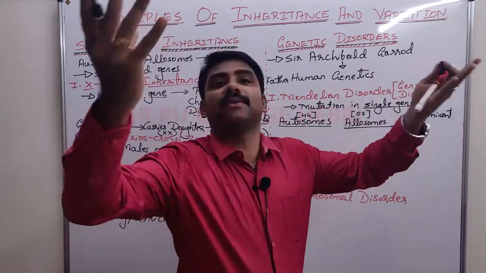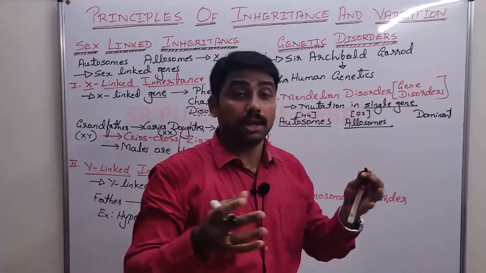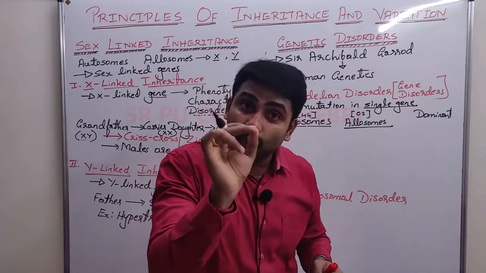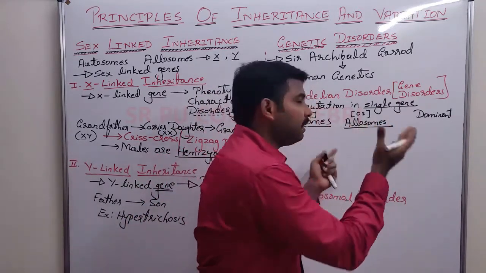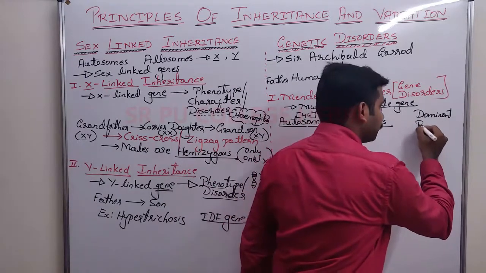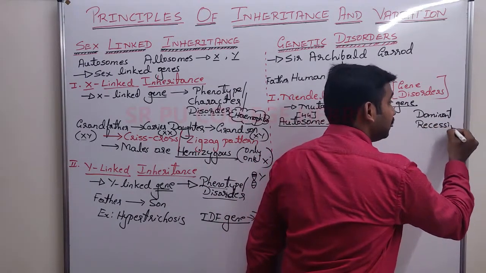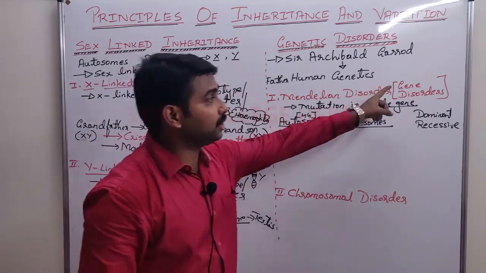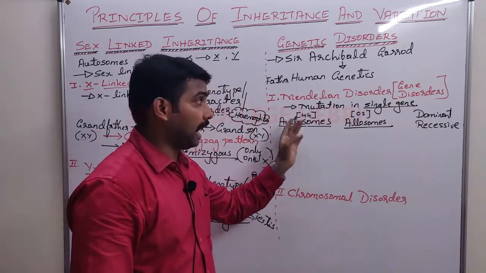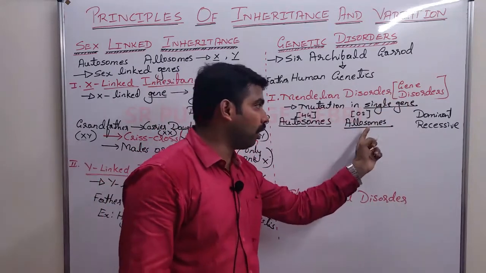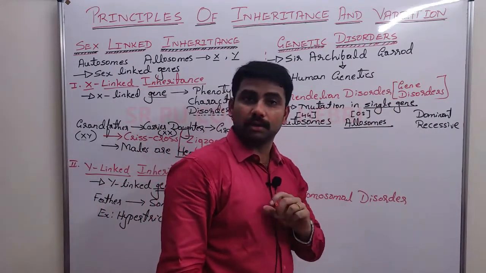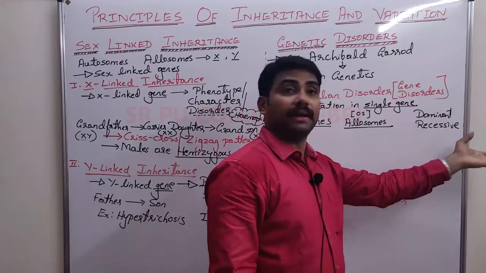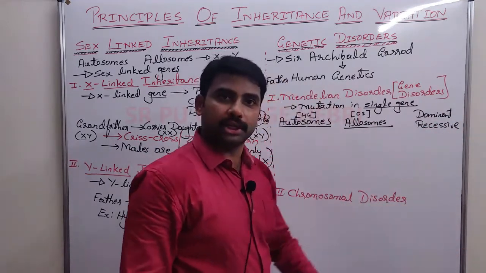Mutated gene itself act as a dominant gene. But in some disorders we have observed that the mutated gene, wherever it may be present, acts as a recessive gene. So try to understand, the gene disorder can be either autosomal gene disorder or allosomal gene disorder, or it can be a dominant gene disorder, or it can be a recessive gene disorder.